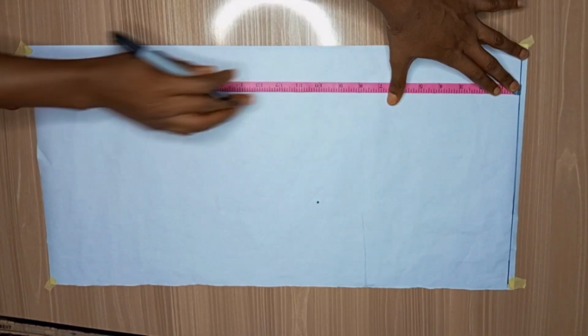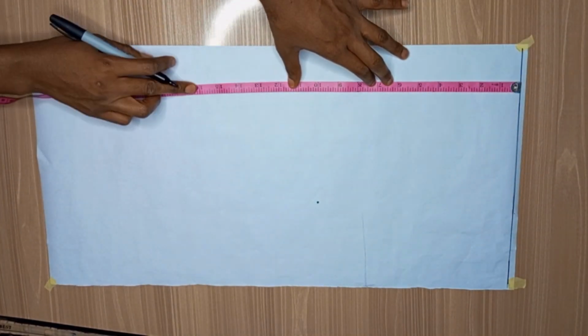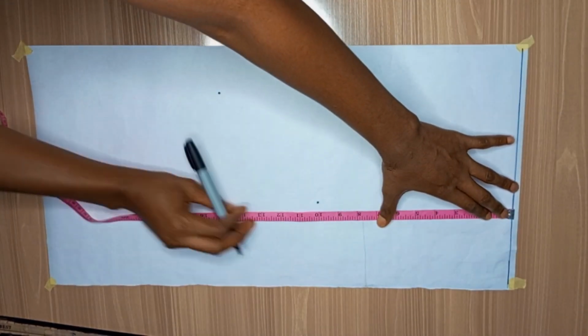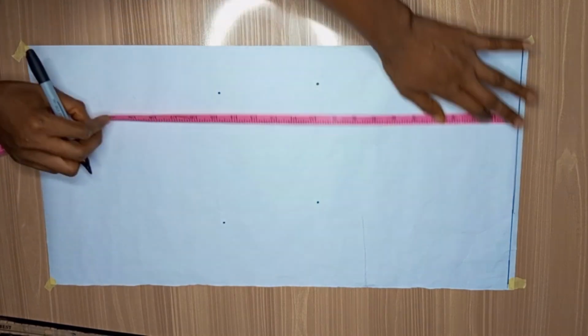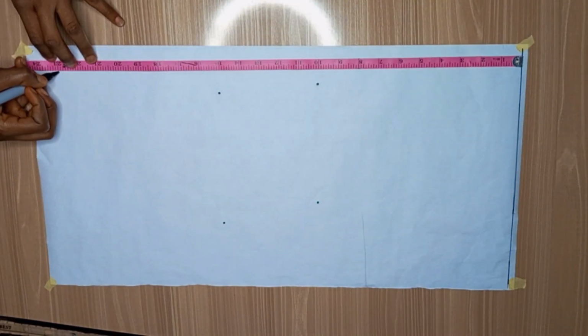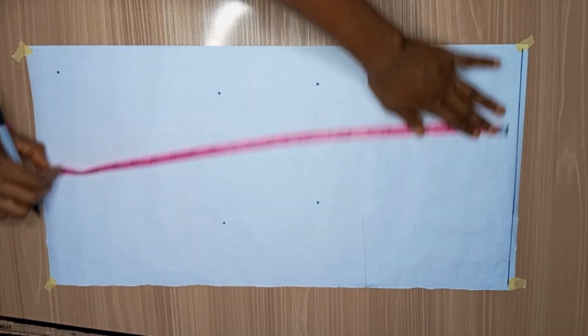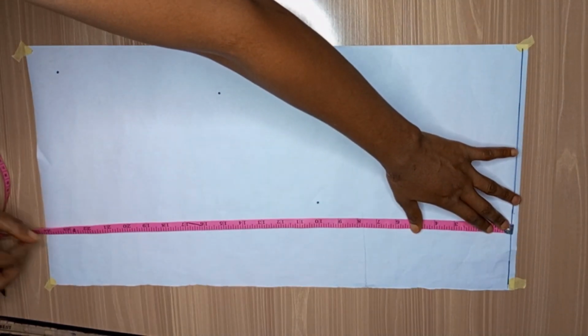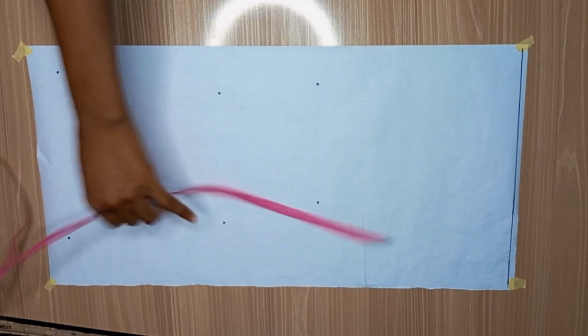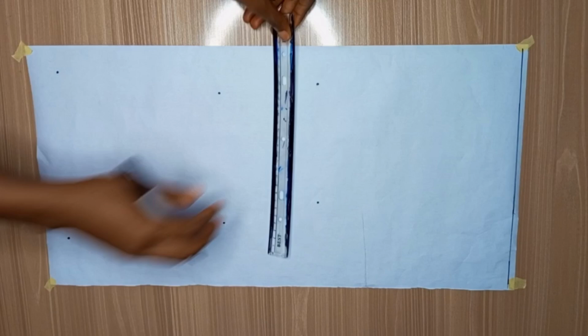Then from the shoulder I'm going to come down to mark my waist measurement. From my shoulder to my waist is 15, and I'm going to mark the same thing here to get a straight line. Then from the shoulder I'm going to come down to mark the blouse length. I'm going to mark 23 inches for the length, and I'm going to repeat the same thing here as well to get a straight line. And I'm going to rule all these points across.